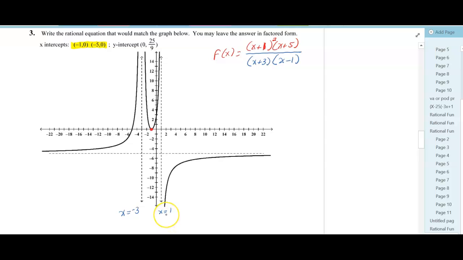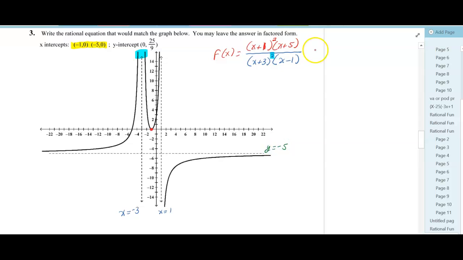Around x equals 1, one part of the graph is up and the other part is down. But around x equals -3, they're going in the same direction, so we're going to need an exponent of 2 around the x plus 3. I'm going to highlight that because they're going in the same direction, as I highlighted in blue. We also have a horizontal asymptote at y equals -5.